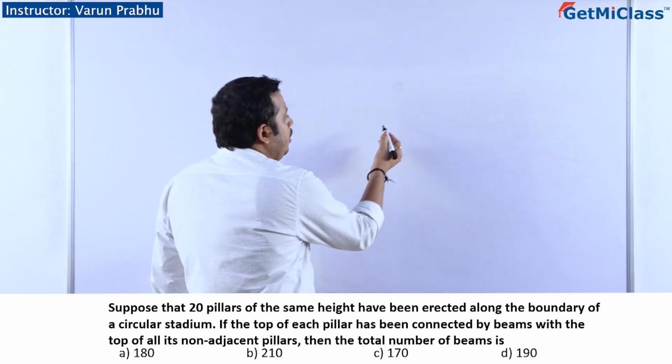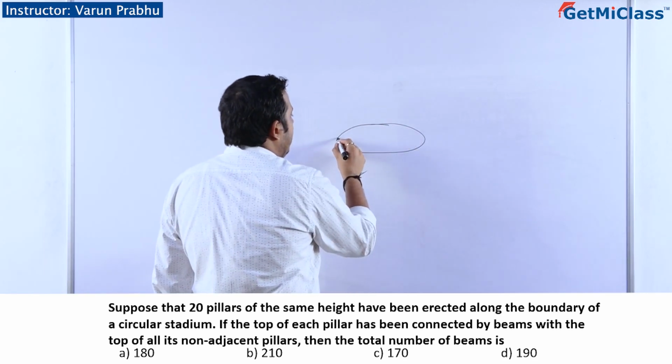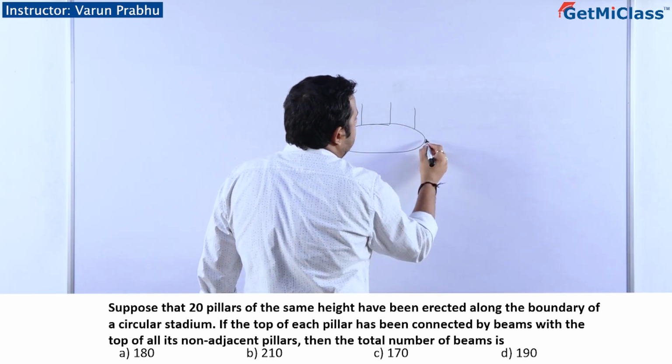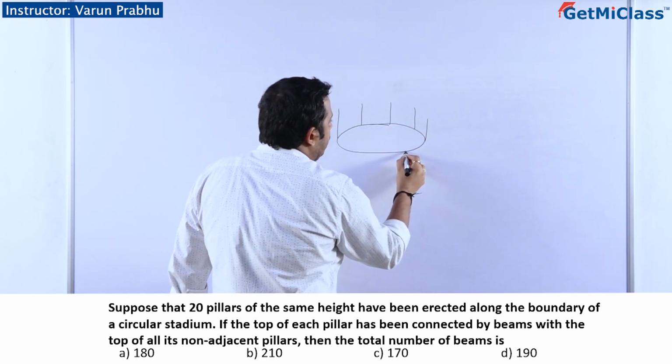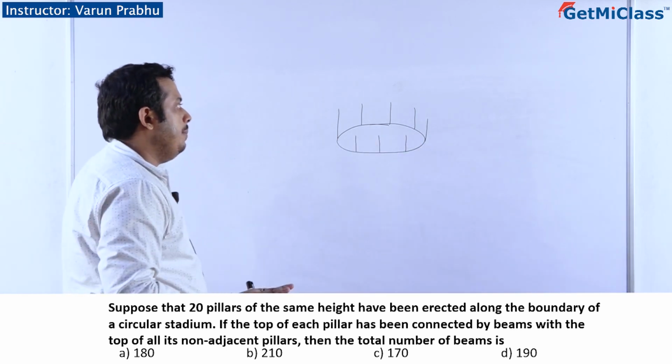It's told in the problem. Now imagine this: there is a circular stadium like this, okay? And there are beams which are erected like this. There are beams which are erected all around the circular stadium. Now try to understand this part.